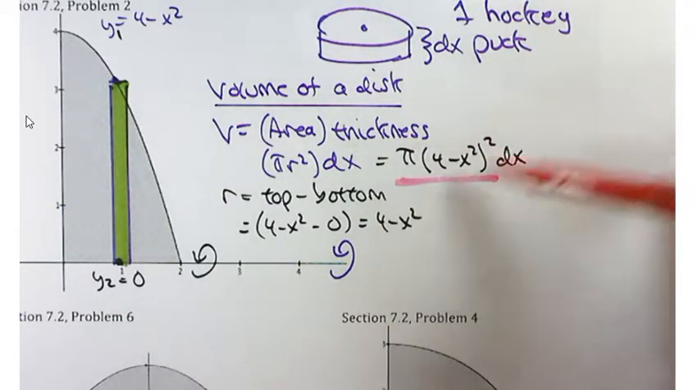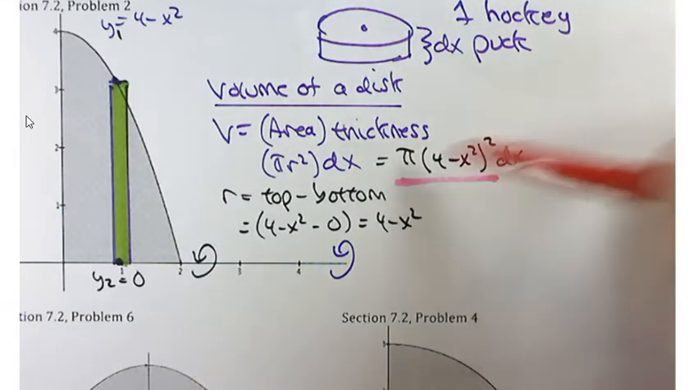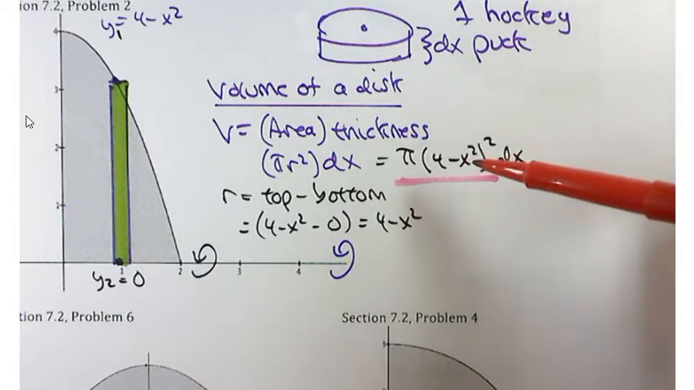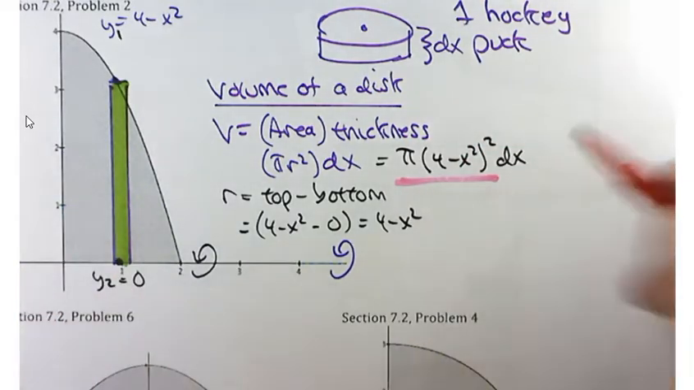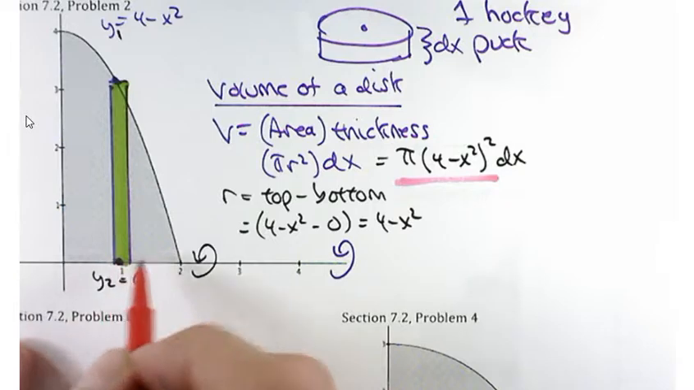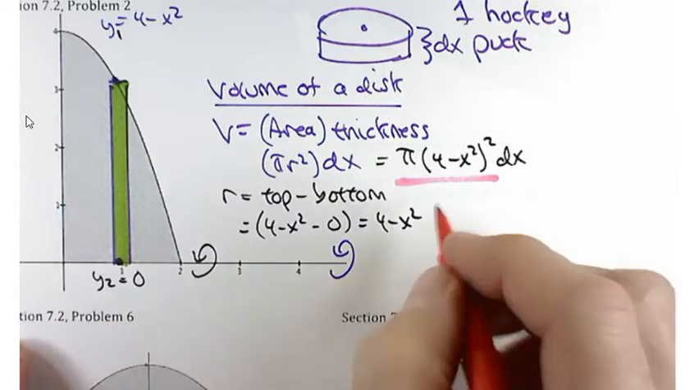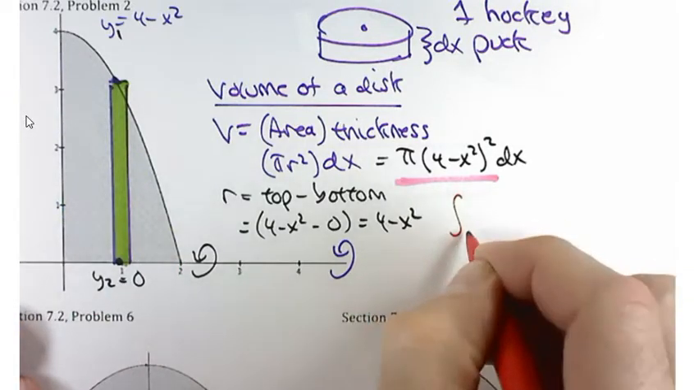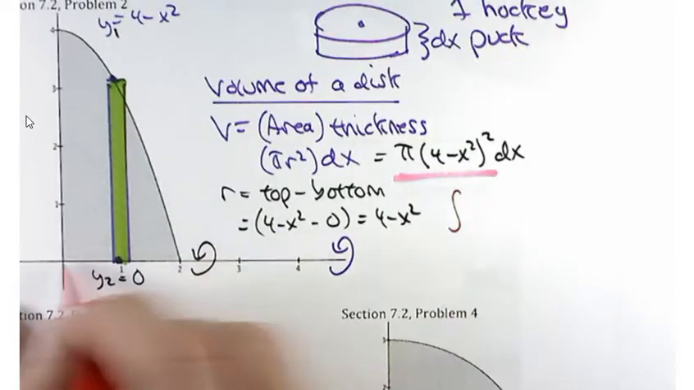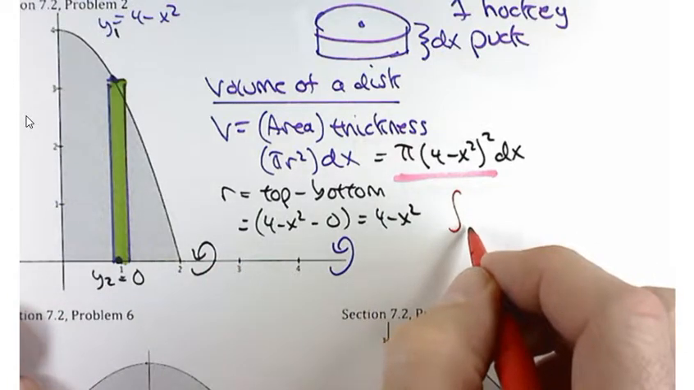Are we okay with where I got that volume? So far, so good? Thank you. All right. Now, I need to add up all such possible volumes that I can get by slicing through this region. So we can do that with integration. So it's going to be what to what? Where should my limits of integration be?